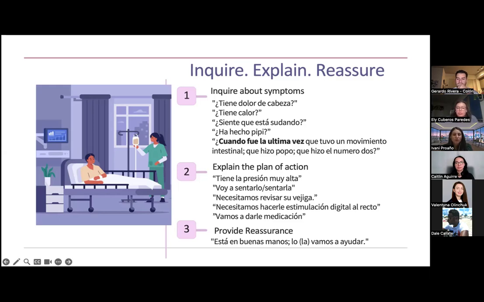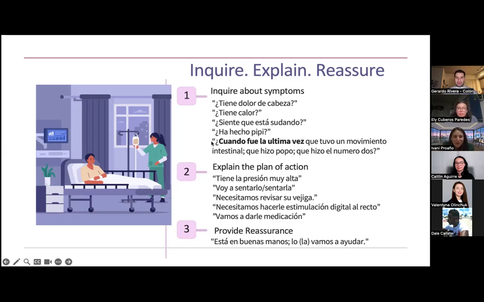So we don't expect you to remember a lot of jargon or a lot of vocabulary, but you can go with quick things like, have you peed? You could say, ¿ha hecho pipí? ¿Cuándo fue la última vez que tuvo un movimiento intestinal? When's the last time you had a bowel movement? Or you can just directly ask them, ¿cuándo fue la última vez que hizo popó? O ¿cuándo fue la última vez que hizo el número dos? Those are globally understood as when's the last time you pooped and when's the last time you did number two. People will understand, and this is an acute scenario, so you want to use that if you don't have an interpreter at your disposal.